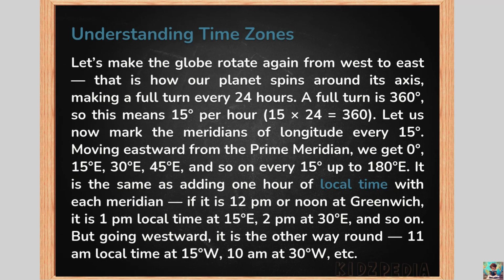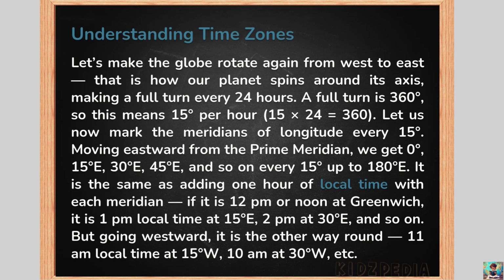Moving eastward from the prime meridian, we get 0 degrees, 15 degrees east, 30 degrees east, 45 degrees east and so on every 15 degrees up to 180 degrees east. It is the same as adding 1 hour of local time with each meridian. If it is 12 p.m. or noon at Greenwich, it is 1 p.m. local time at 15 degrees east, 2 p.m. at 30 degrees east and so on.